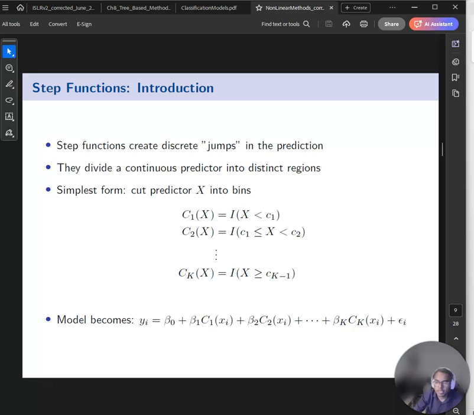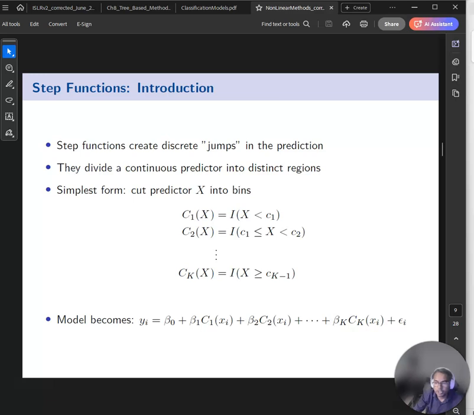In the simplest form, we cut our predictor x into bins defined by the cut points, creating a series of indicator variables. So C1(x) equals the indicator for x being less than c1, C2(x) is an indicator for x being between c1 and c2, and so on. And finally, the last one, Ck(x), is an indicator for all values of x greater than c(k minus 1). And therefore, our model becomes y equals beta naught plus beta 1 C1 plus beta 2 C2 plus up to beta k Ck. This approach allows the relationship between x and y to change abruptly at cut points.